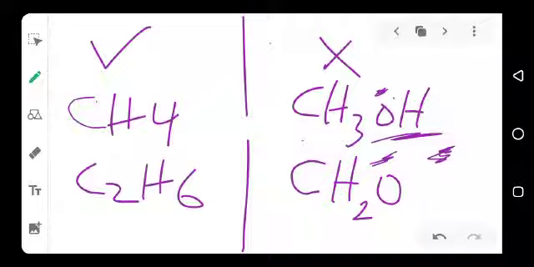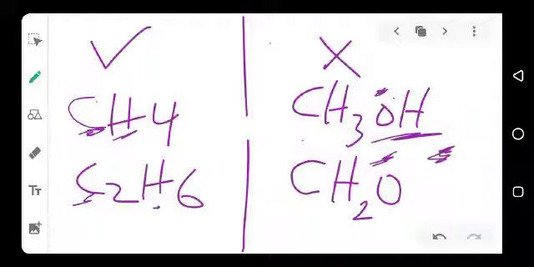But these ones have only carbon and hydrogen, so they are hydrocarbons. These ones are not hydrocarbons. So any organic compound that has only carbon and hydrogen is a hydrocarbon, but any compound that contains anything apart from carbon and hydrogen is not a hydrocarbon.